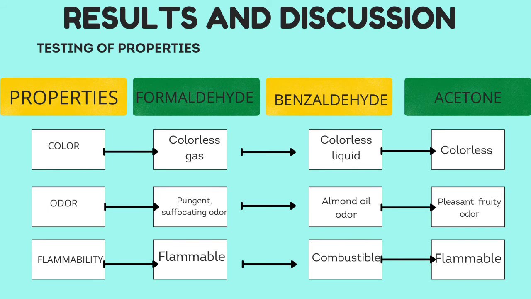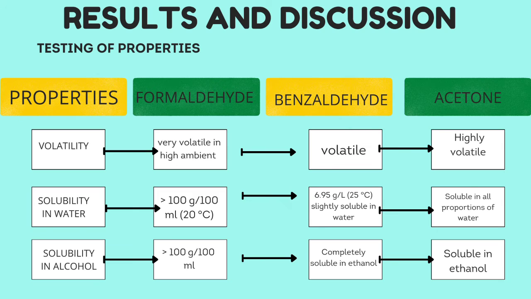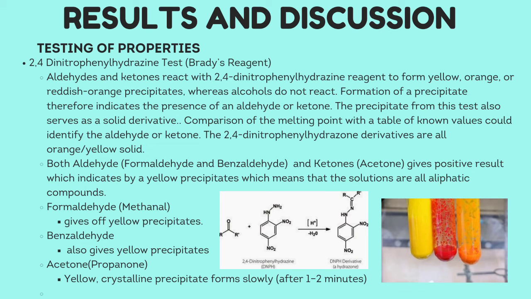Next is acetone. Acetone is a clear, colorless liquid and it has a pleasant, fruity odor. It is also flammable and highly volatile. It is soluble in all proportions of water and is soluble in ethanol, which is alcohol.